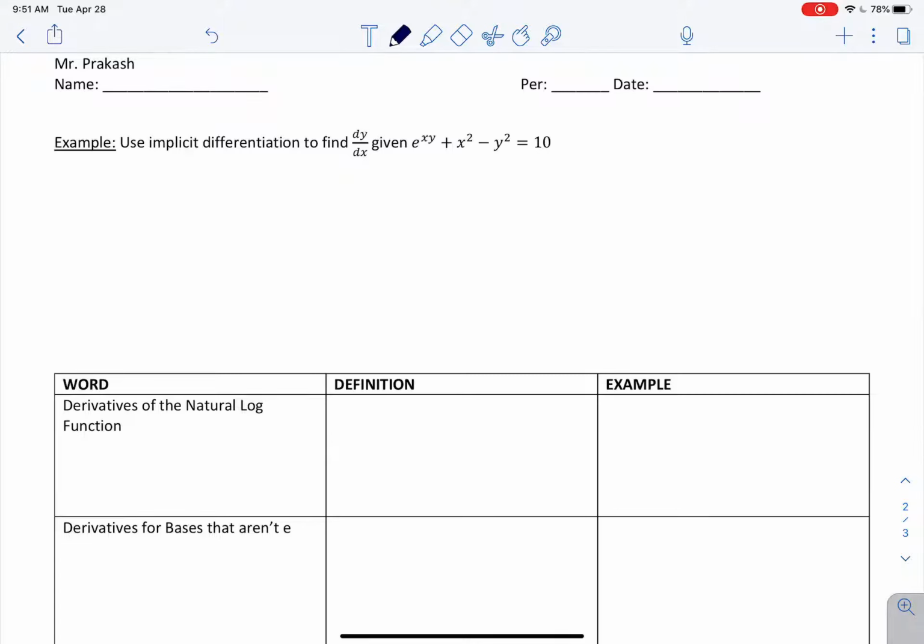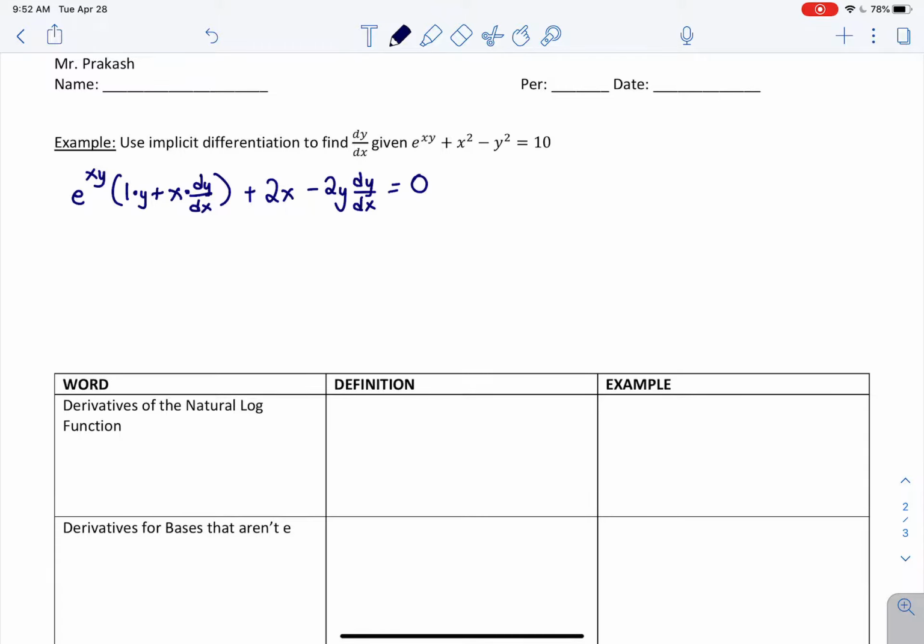So e to the xy, derivative of that is e to the xy, times, now the derivative of x times y, that's a product. So I'll have to product rule this. Times 1 times y, so derivative of x times y, plus x times the derivative of y. Then I go on to the derivative of x squared is 2x, and the derivative of y squared is 2y dy dx. The derivative of 10 is 0.